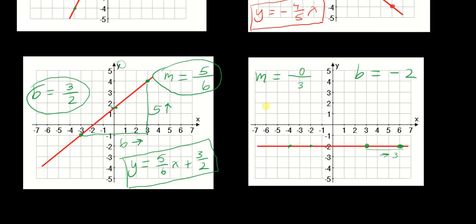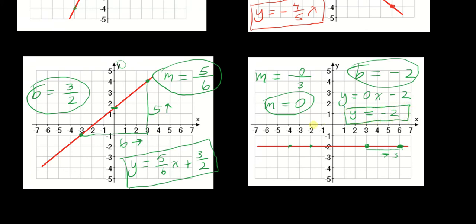Well, 0 over anything is just 0. 0 thirds means no thirds. So m is 0. So we have an m, we have a b. Let's write our equation. y equals 0x, and b is -2. But 0 times anything is just 0, which means there's actually nothing here. And so we can condense our equation to simply y equals -2.